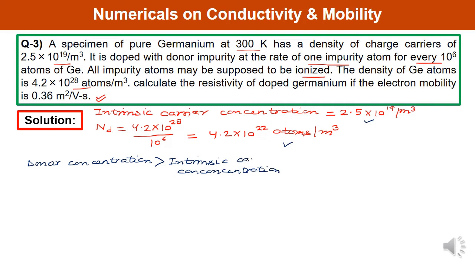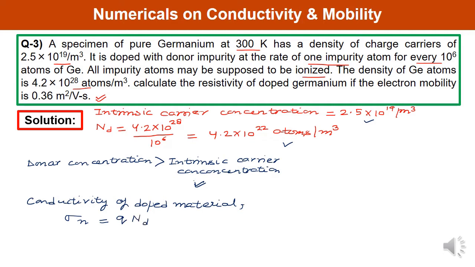You must write this is intrinsic carrier concentration. Therefore, intrinsic concentration can be ignored and we can write the conductivity of doped material as, conductivity of doped material can be written as, this is what? Q n of d into mu n.